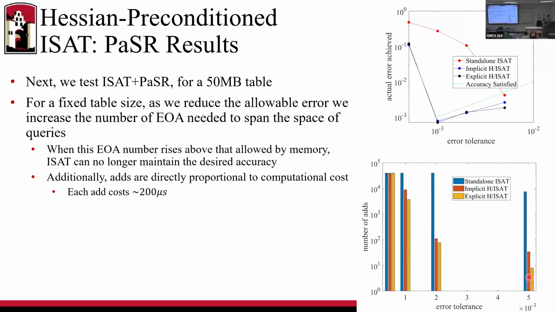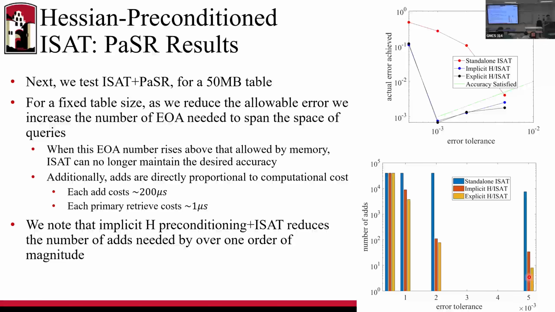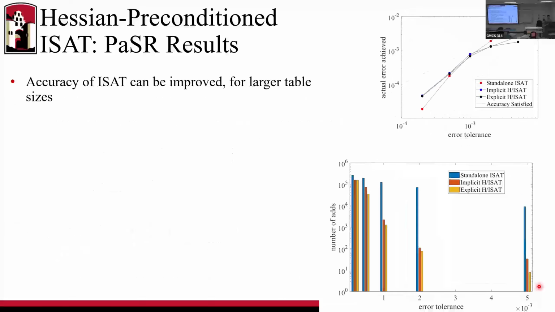Okay, so in particular, each add costs about 200 microseconds, whereas each direct evaluation costs about just one microsecond. So here we know that implicit preconditioning and ISAT reduces the number of adds needed by over 1 order of magnitude, and explicit preconditioning further improves on that reduction. So those are the yellow lines here.